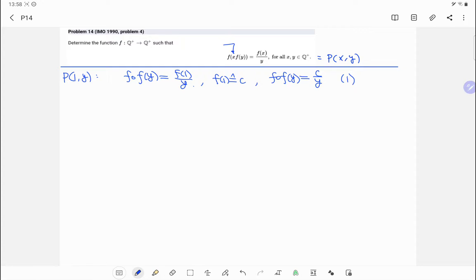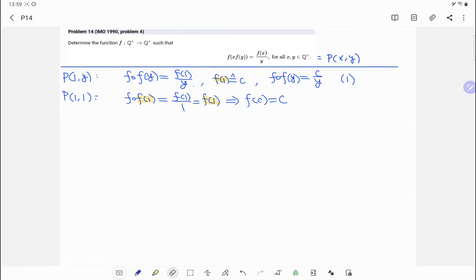Next, we can further substitute y to be 1 in equation 1, which means we pick P(1, 1). And the left side will simply be f(1) equals f(1 over 1), which is f(1). So now we see that f(1) is c, so we can have f(c) equals c here, like this.